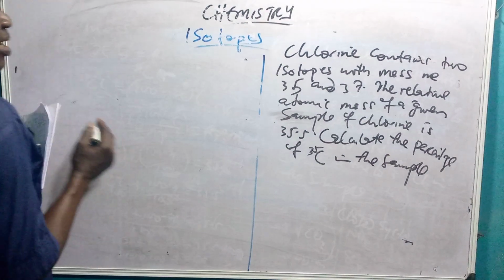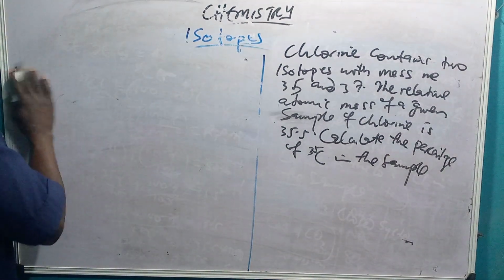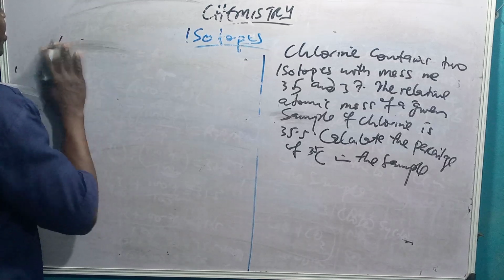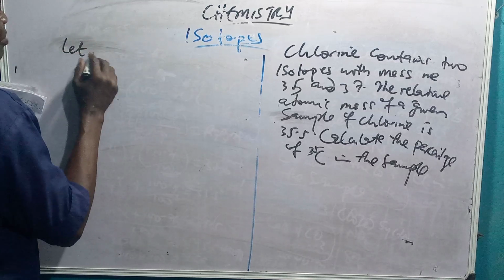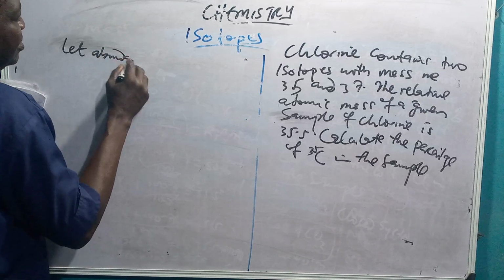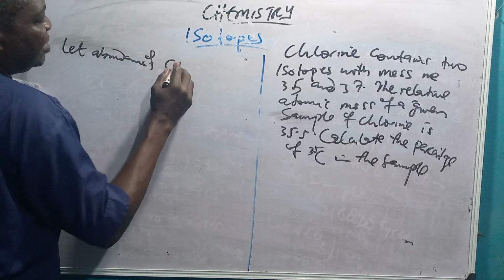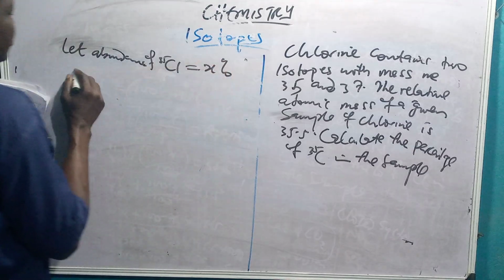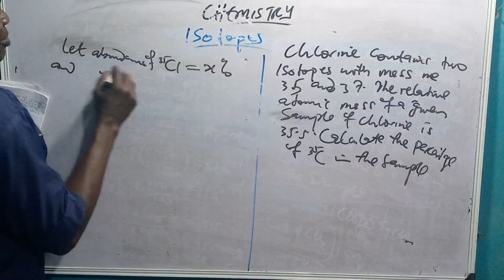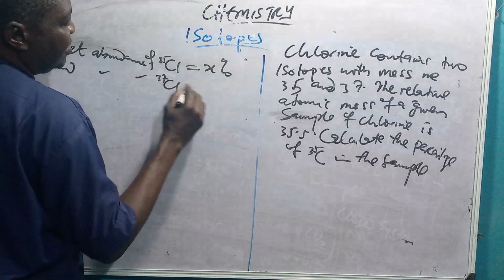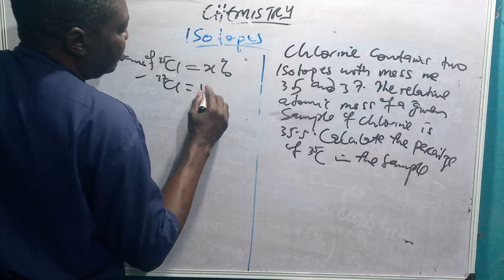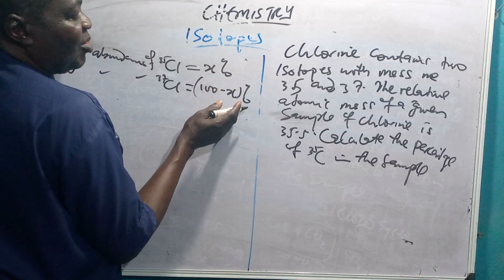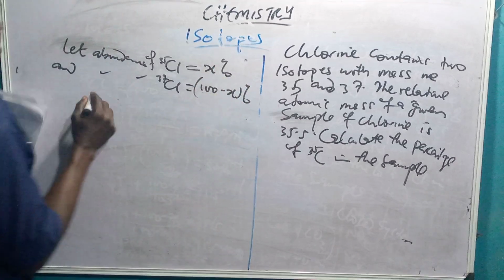So if you want to carry out this calculation, it's not tedious at all. First of all, we're going to use the equation method. Let abundance of Cl35, because it came out first, equal X percent. And abundance of Cl37 equals 100 minus X percent. Remember, you have one in percent and both of them are combining. It means the balance is the other one.